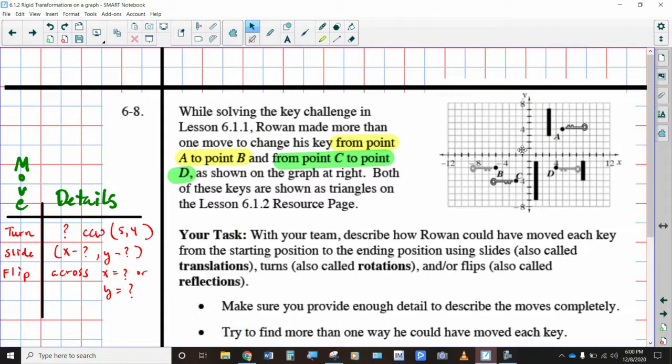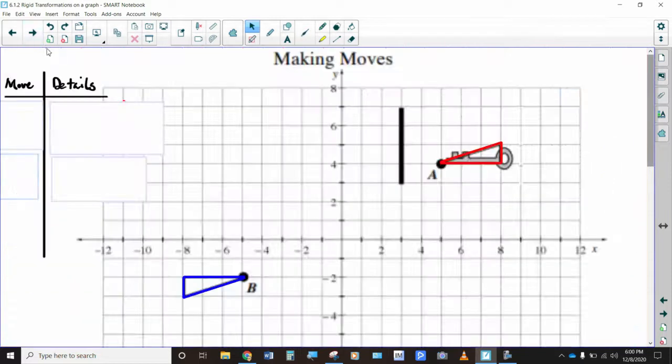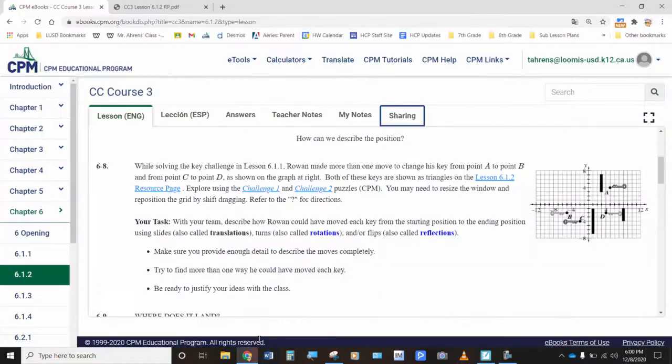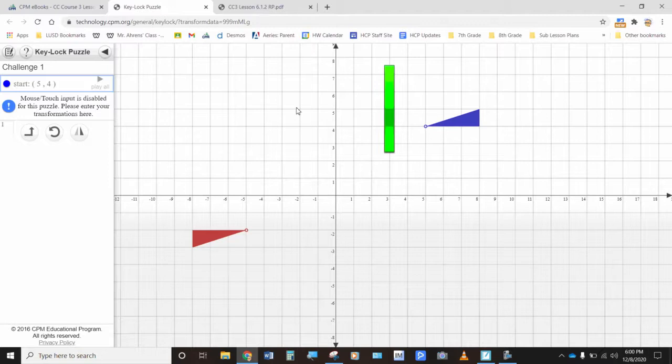Okay, so you're trying to get from point A to point B and from point C to point D. I guess, where was I when I left off? Oh, I guess Rowan was coming up with a couple of different ways to do those moves, okay? So our task is, you can use this resource page here that's attached to the classroom, or these are actually key lock puzzles, challenge 1 and challenge 2. So notice where A is and the wall is right there. That corresponds to this puzzle here that you can access using the online book.